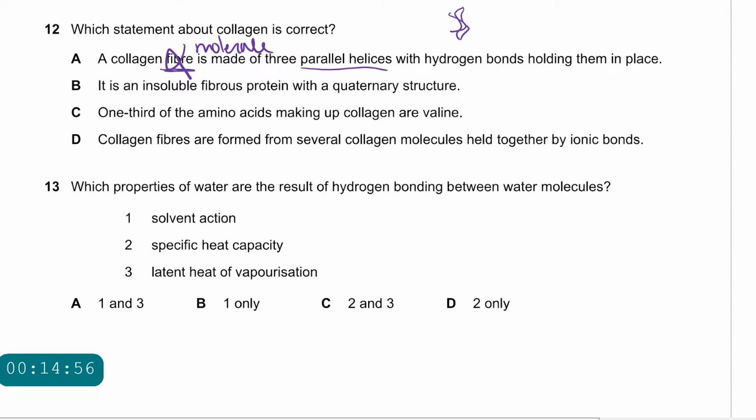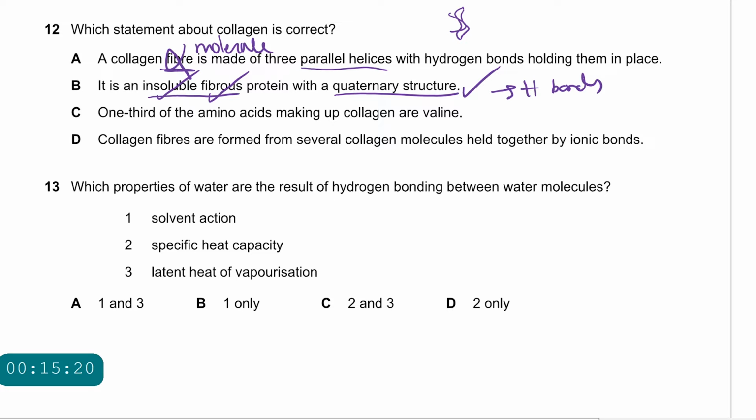B. It is an insoluble fibrous protein with a quaternary structure. Let's start with insoluble. Insoluble is definitely correct because it's a structural protein and not metabolically active. Okay? And it's fibrous. Quaternary structure is correct because it's formed by 3 polypeptide chains held together by hydrogen bonds.